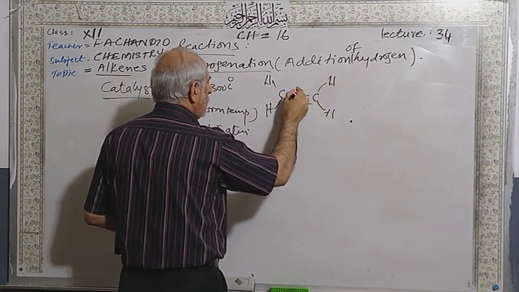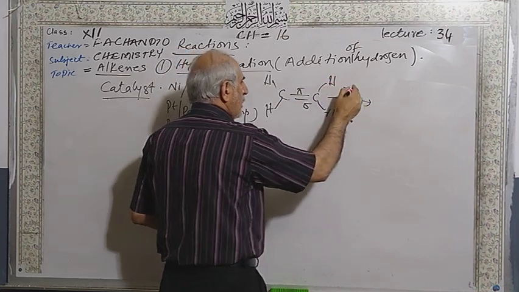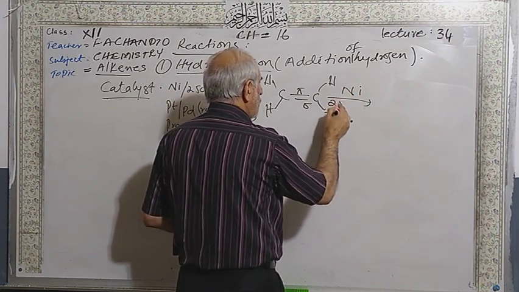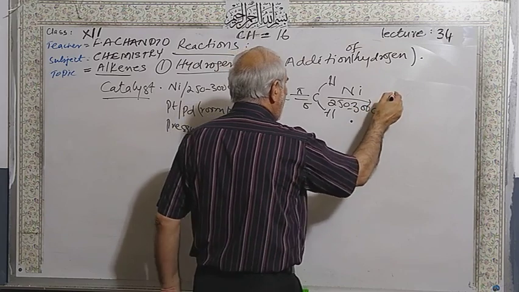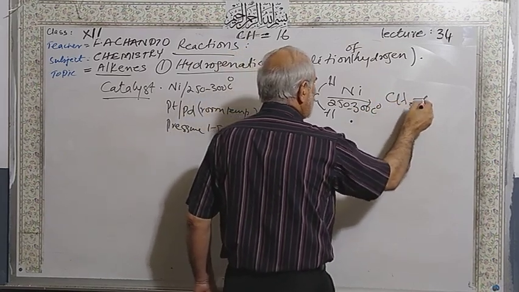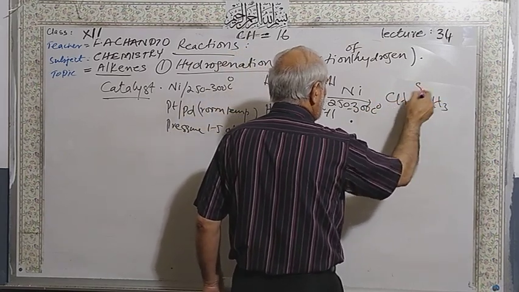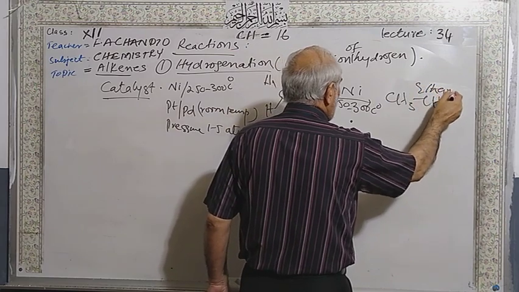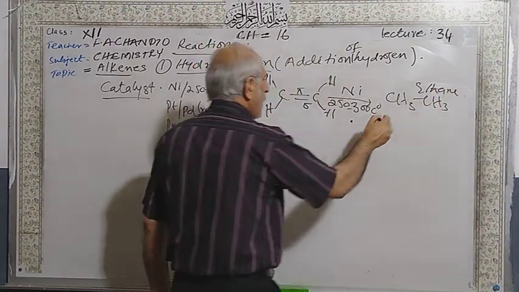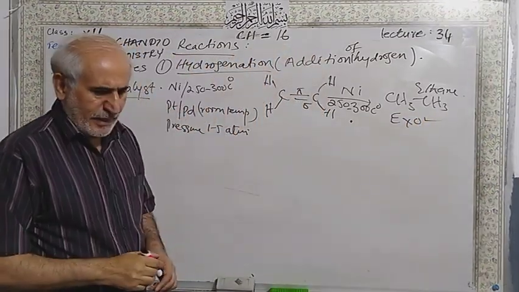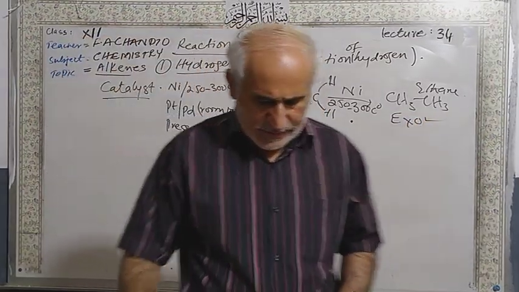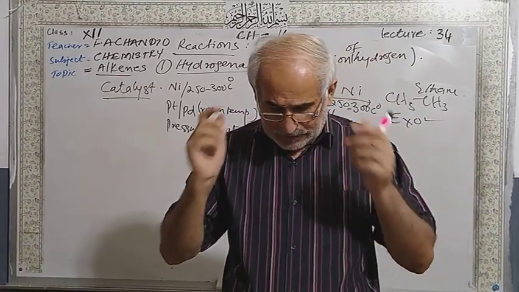One sigma bond and one pi bond, meeting catalyst, 250 to 300 degrees centigrade. The pi bond changes into a sigma bond, as I already told you, and you will get ethane. So an amount of heat is evolved, the reaction is exothermic, and this is called the heat of hydrogenation.